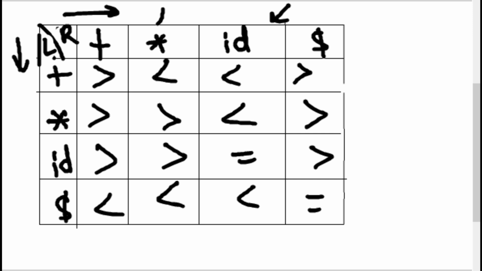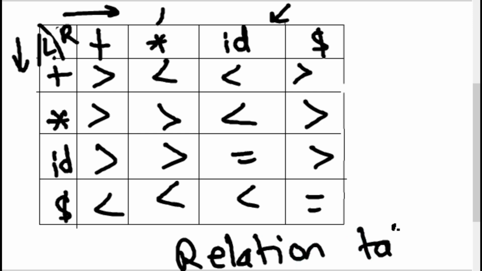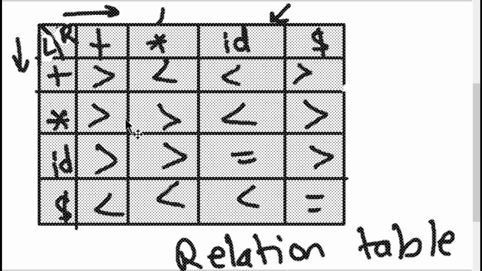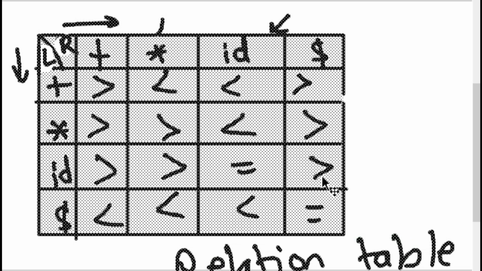Now how to create an operator precedence function table? This was the operator precedence relation table. Now we need to create the operator precedence function table. So how do we create a function table? To create a function table, first you need this table. So let us copy this table and paste it right here.